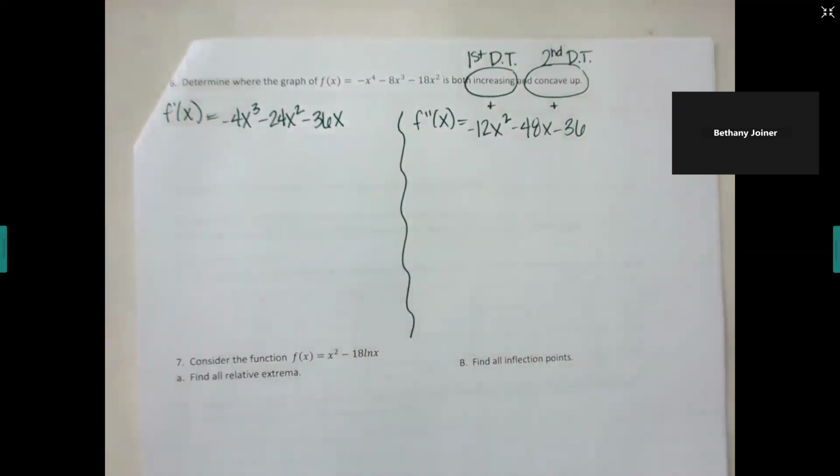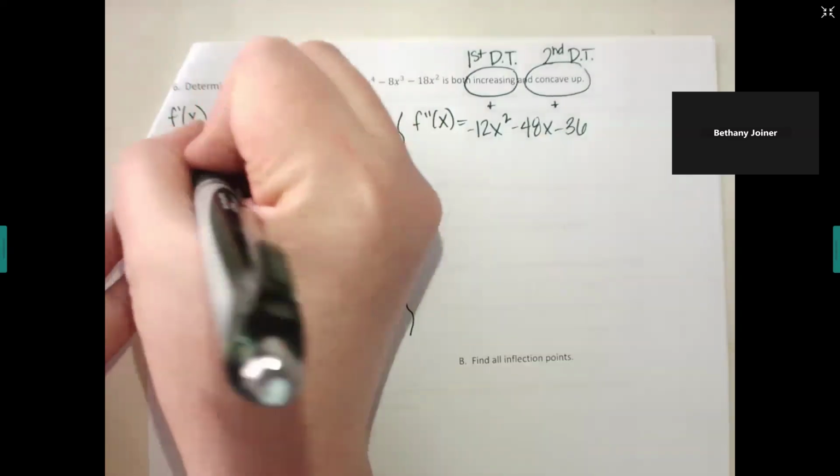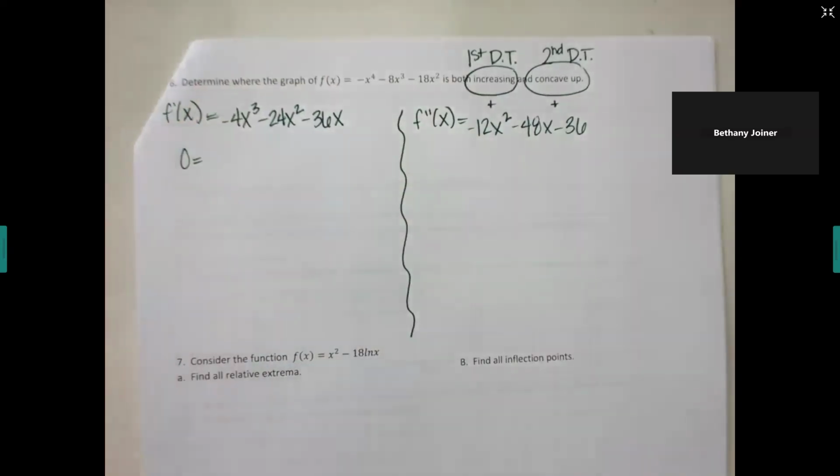Okay, from here, the mechanics of both tests are identical. We're going to set it equal to 0, and then we're going to do an interval test. So let's set this one equal to 0. What can I take out of all of those terms? Negative 4 and an x.